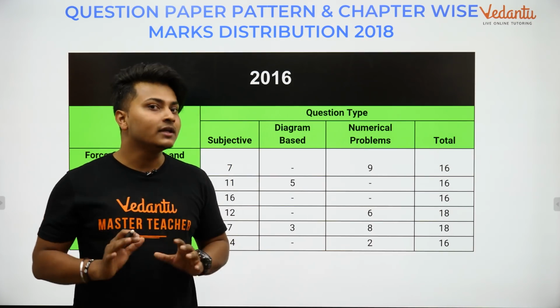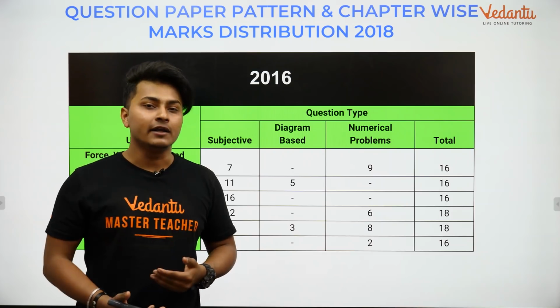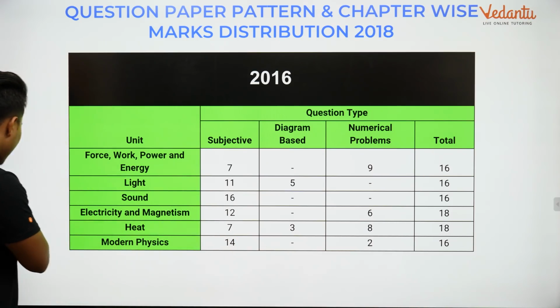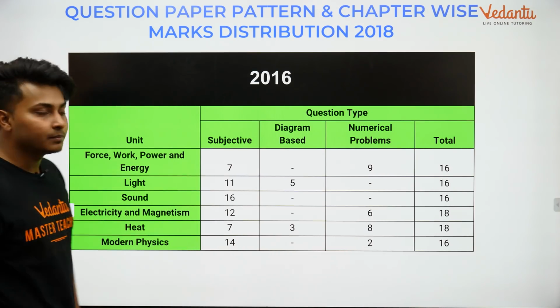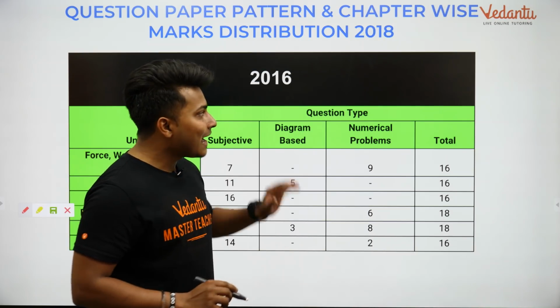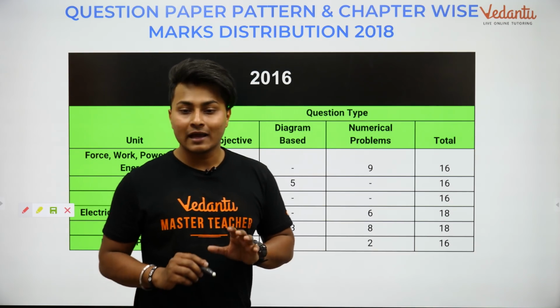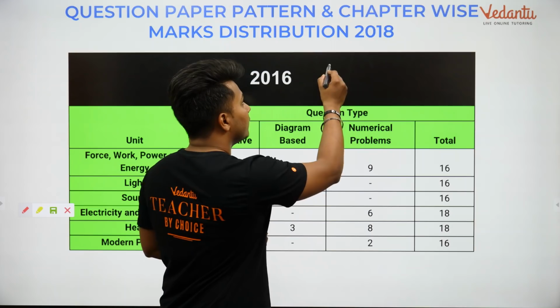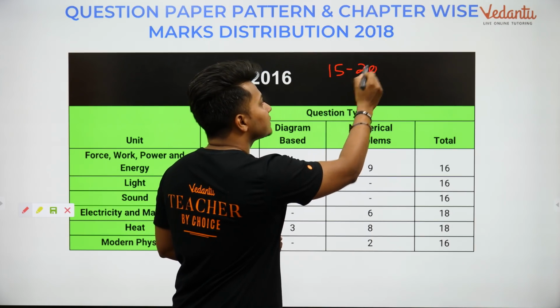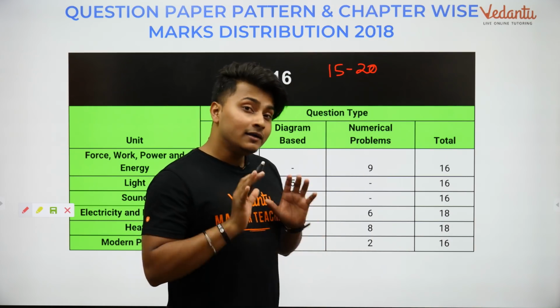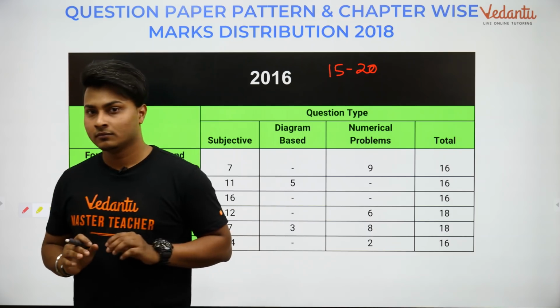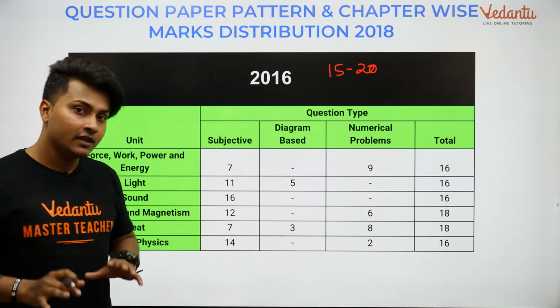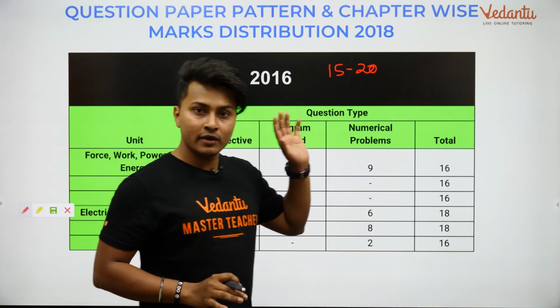But one thing to notice is, if I take it as an average, one thing you must have noticed in all the 3 papers is that you can consider 15 to 20 marks, on average, dedicated to every chapter.